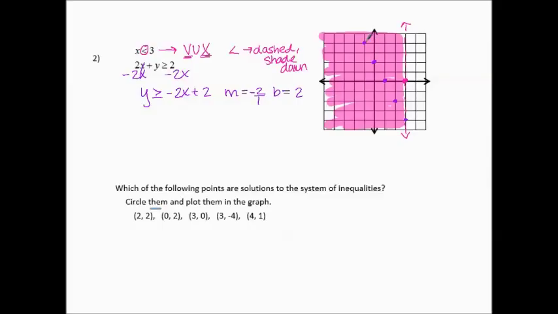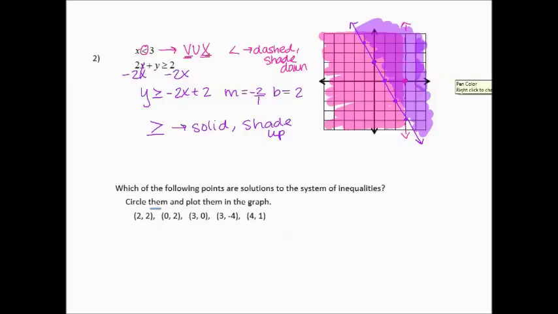Now again, I need to pay attention to my inequality. I have greater than or equal to, which means it's a solid line, and I'm going to shade up. It's a solid line because I have that underline there. So I'm going to draw my line through here, and I'm going to shade this one up. You notice I overlap in this region here. That's where all of my solutions will be located.